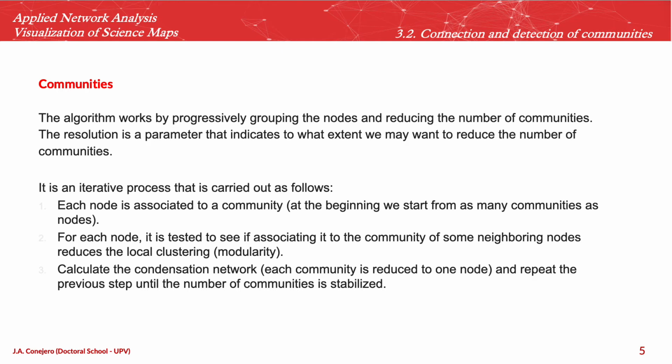At the beginning, we have as many communities as nodes, and later we are testing if associating a node to another community, the community of some of its adjacent nodes, we can reduce the local clustering, right? If so, what we are doing is computing a new network, a condensation network, where all the nodes of a community are considered as a unique node. And as long as two nodes in different communities are connected, in the condensed network the nodes representing each of these communities are still connected.